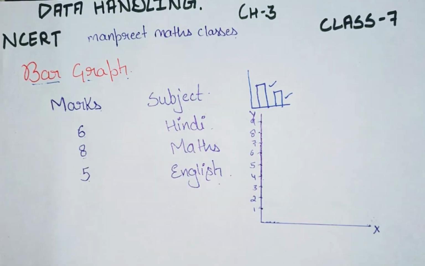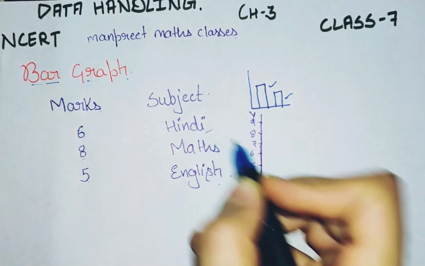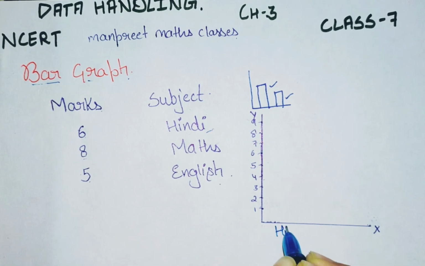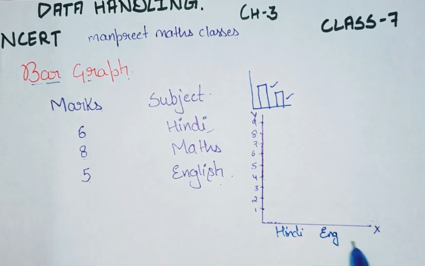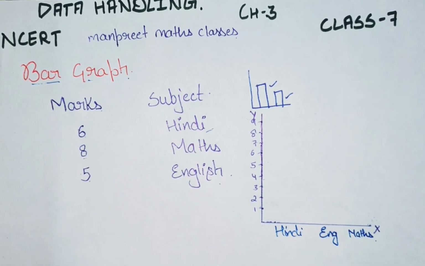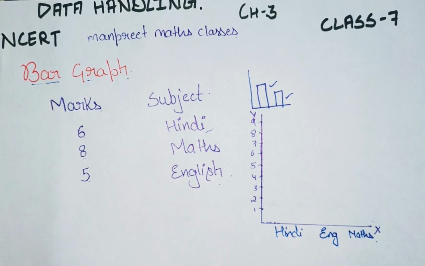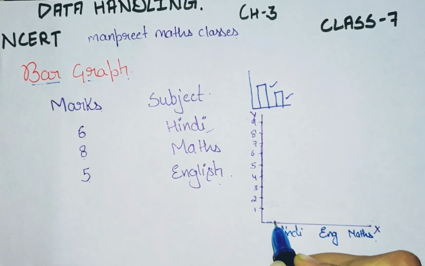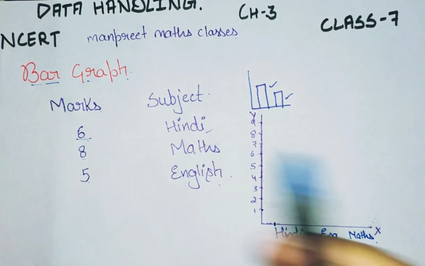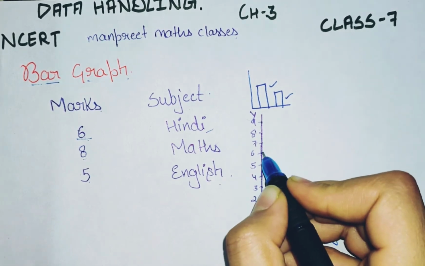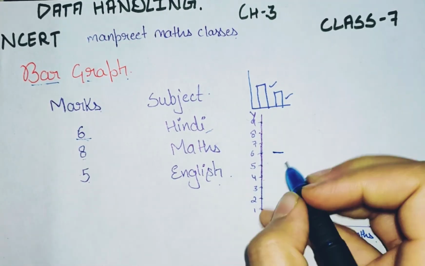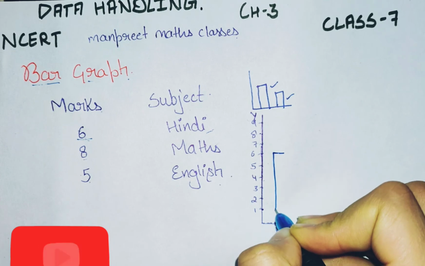Now we arrange the numbers on the y-axis, and now we'll write the names of subjects on the x-axis. The subjects we have are Hindi, English and maths. Okay, so now how will you represent them? See, for Hindi, how many marks are there? 6. Where is 6? 6 is here. So we'll draw a bar for Hindi.